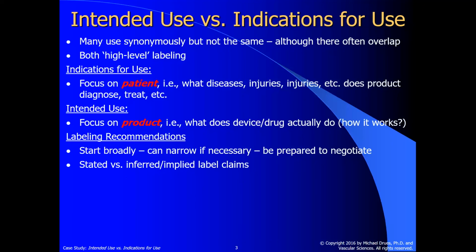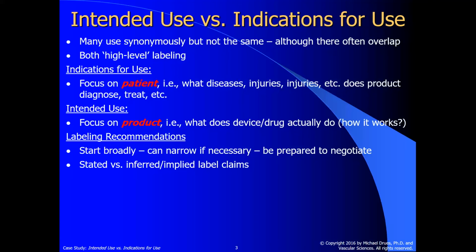My next recommendation is don't just understand your stated label claims, but your potential inferred or implied label claims. In the world of label claims, I break the universe into two parts: the stated claims and the inferred or implied claims. Stated claims, in a nutshell, are the claims that we state in black and white on our label, and as a result, those are the claims that we're required to prove. Inferred or implied label claims, on the other hand, are not stated on our label, but pretty much everybody knows that that product can do whatever it is that is being inferred or implied.